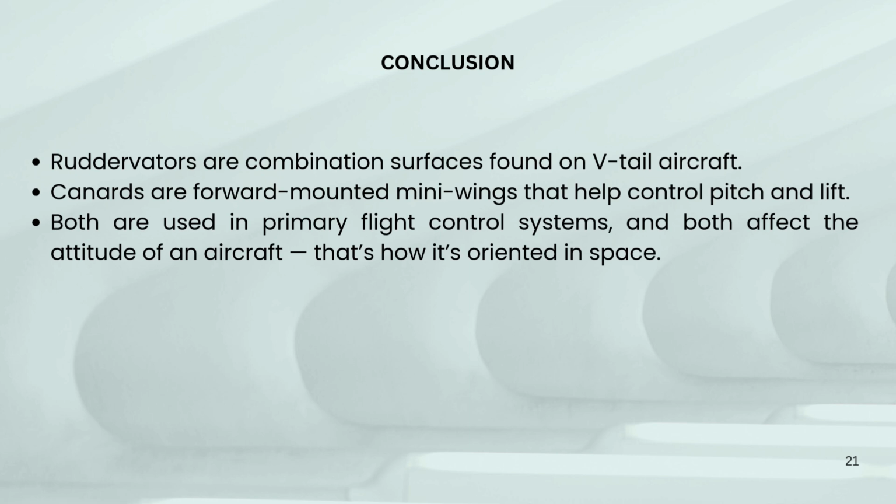To wrap up, ruddervators are combination surfaces found on V-tail aircraft. Canards are forward-mounted mini-wings that help control pitch and lift. Both are used in primary flight control systems, and both affect the attitude of an aircraft. That's how it's oriented in space.